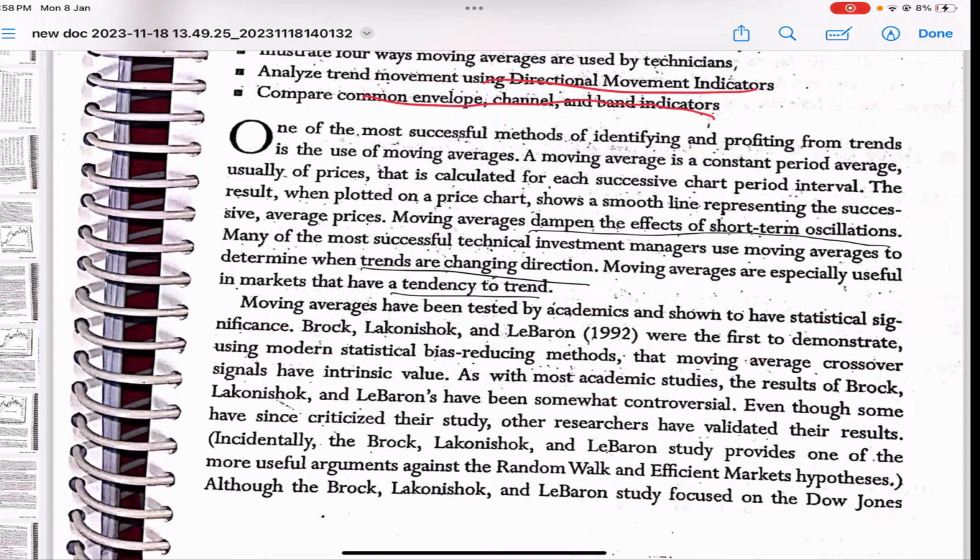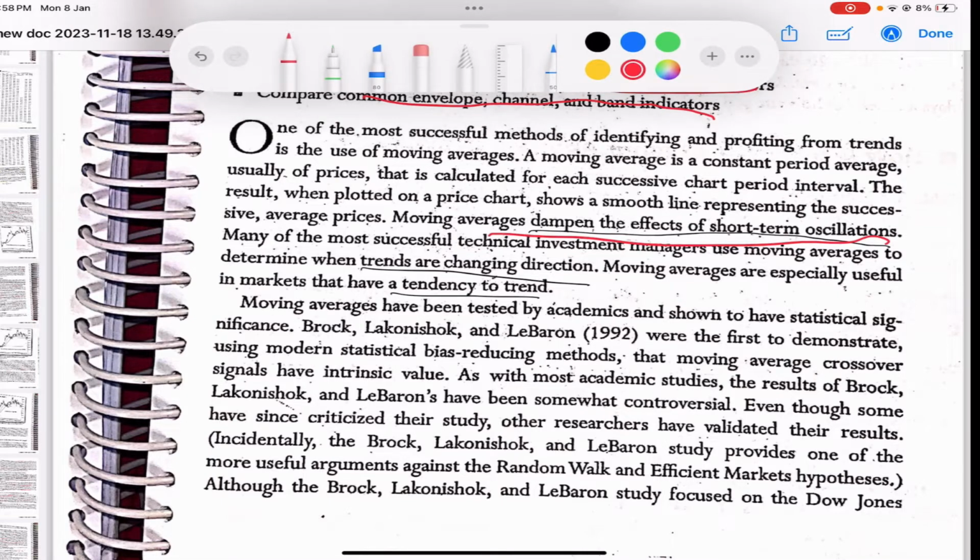And why do we actually use moving average? It is to basically dampen the effects of short-term oscillations. So it is to basically smooth out the data and show you the data with a little bit less noise. Now, how much less noise would be based on the moving average period which you are using. If you are using a 40 moving average, if you are using a 20 moving average, it all keeps changing, right?